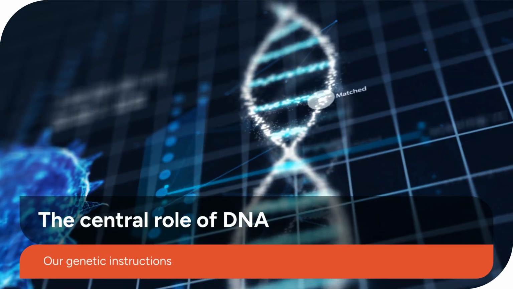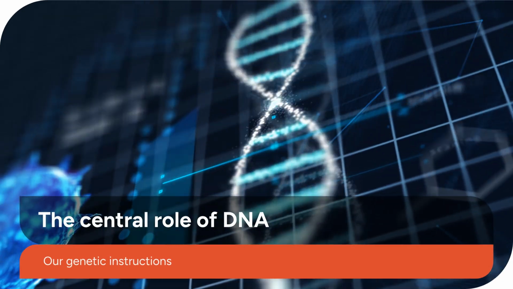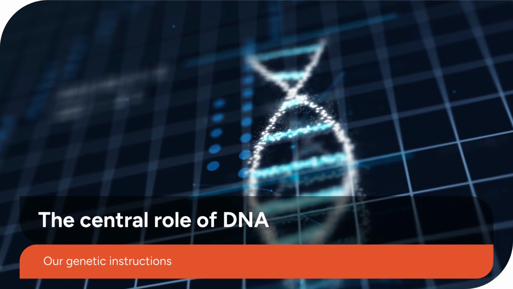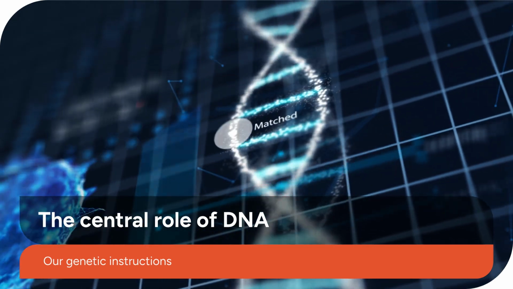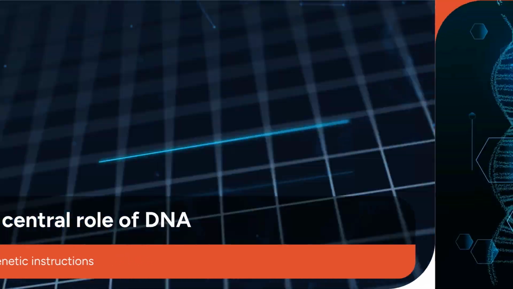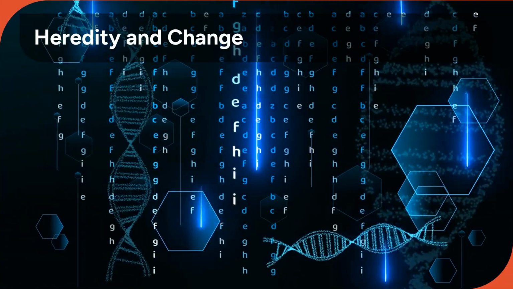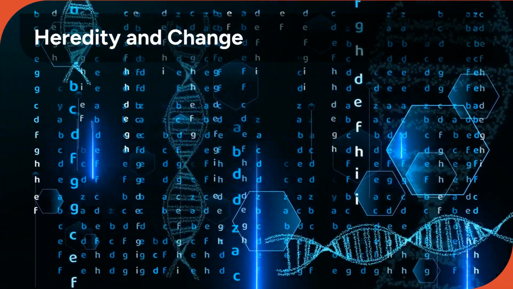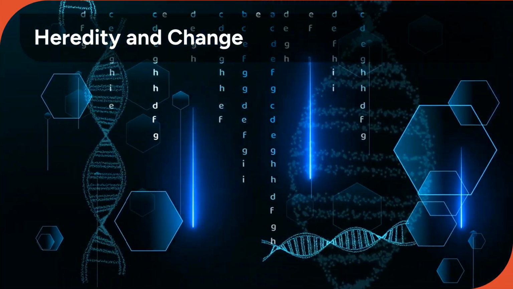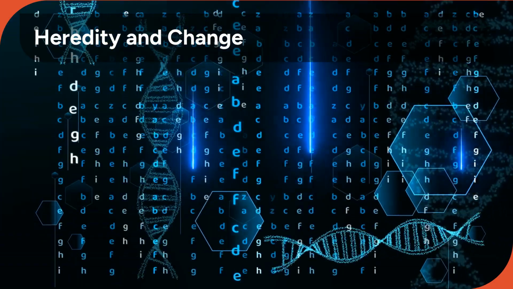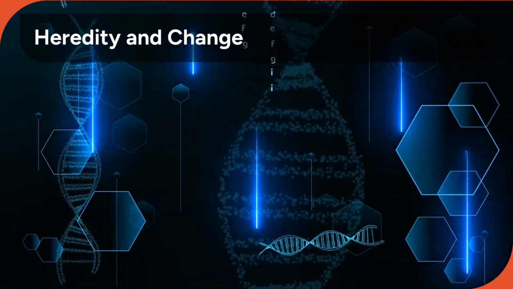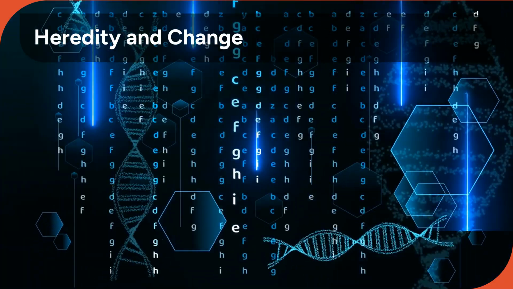At the core of heredity is DNA, the molecule of life. Think of it as the ultimate instruction manual, a blueprint that defines every living organism. While heredity ensures traits are passed on, life is also defined by change. To understand life's evolution, we must first understand how inheritance works and how the blueprint can be altered.